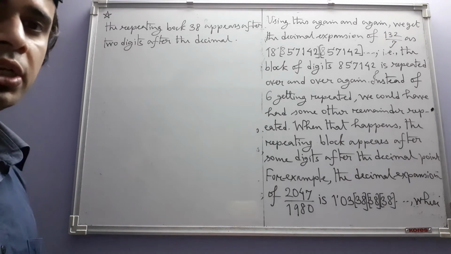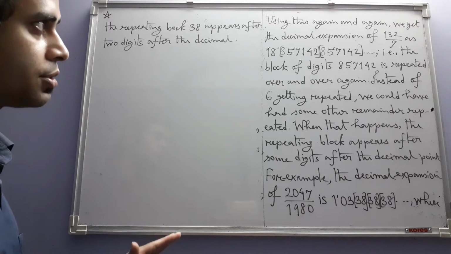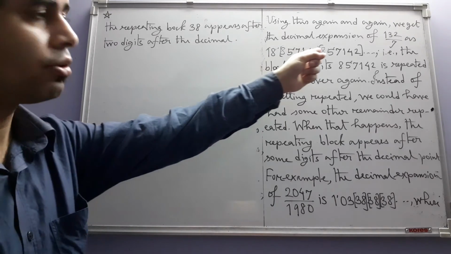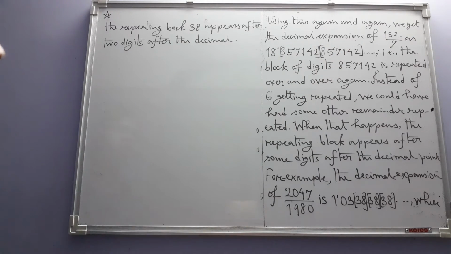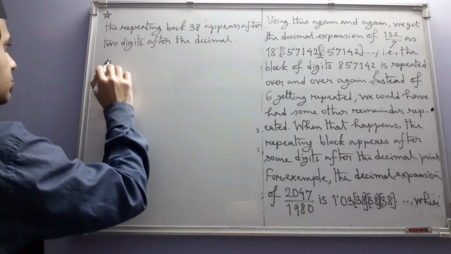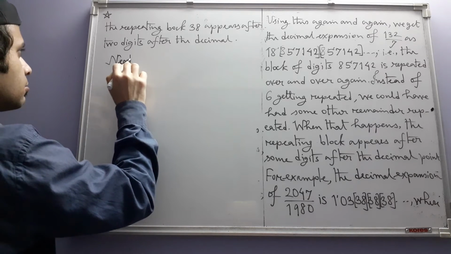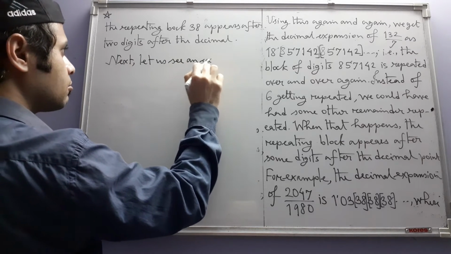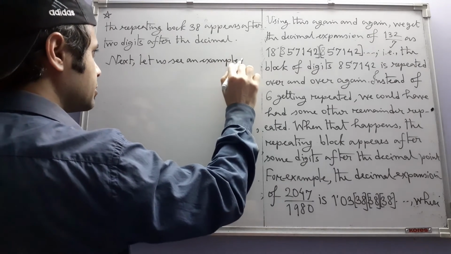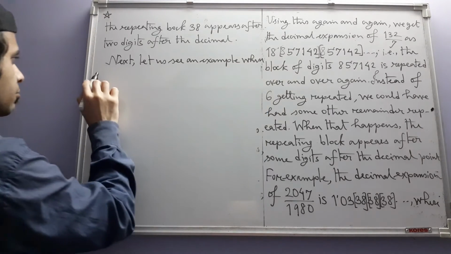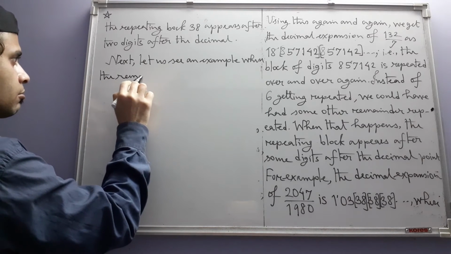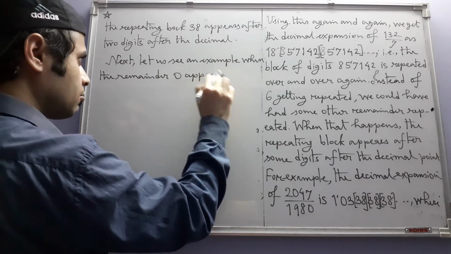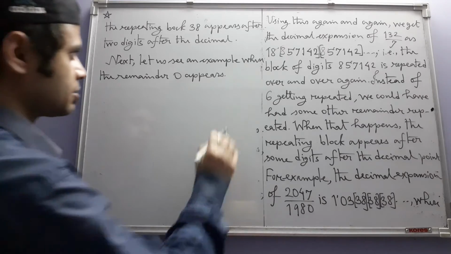But there is something more we have not addressed, namely the case where the remainder 0 appears. Here 0 never appears. What happens when 0 appears? Okay. Next, an example where the remainder 0 appears.